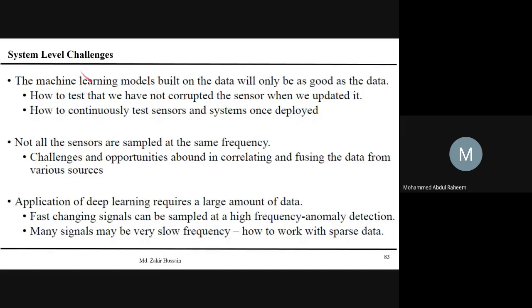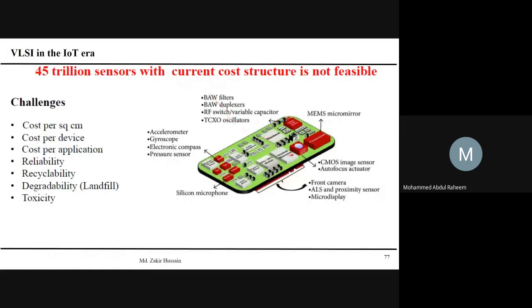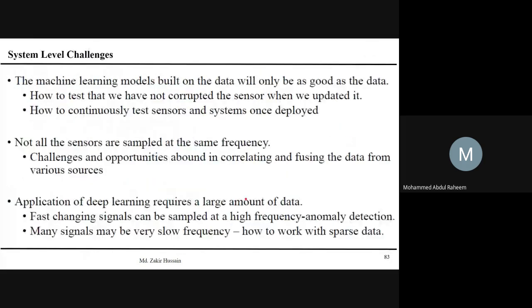Some system level challenges. System level means all that integrated, the top level. Inside there are several other components. All these subcomponents put together, for example, if you see this picture, it has a MEMS micromirror, a CMOS image sensor, a front camera, all these are subcomponents. All these subcomponents put together is a system. So at the system level also, we have some challenges which need to be addressed. So that is what is here, system level challenges.